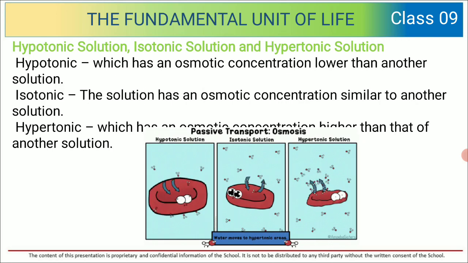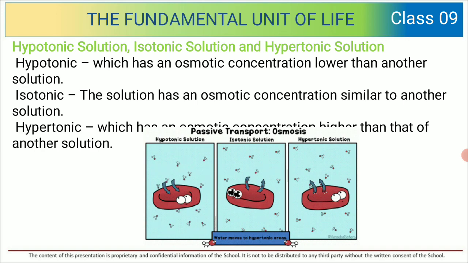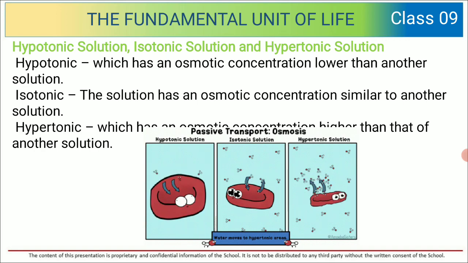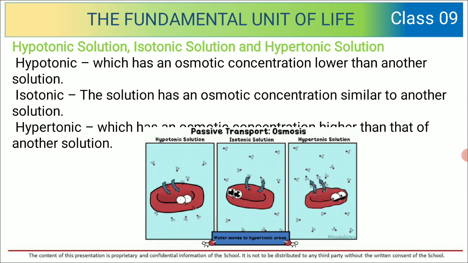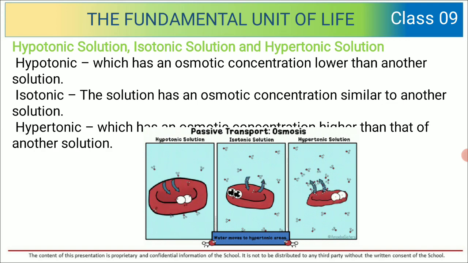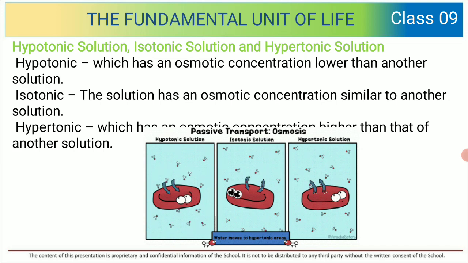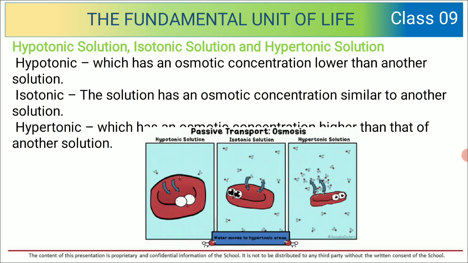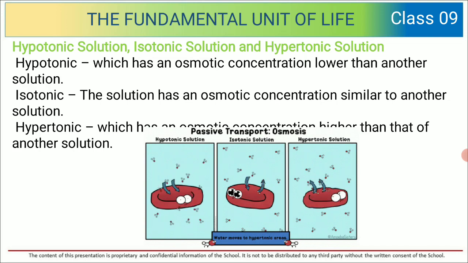So there are three main types of solutions: hypotonic, isotonic and hypertonic. Hypotonic has an osmotic concentration lower than the other solution. Isotonic: the solution has an osmotic concentration similar to the other solution. And hypertonic has an osmotic concentration higher than that of the other solution.